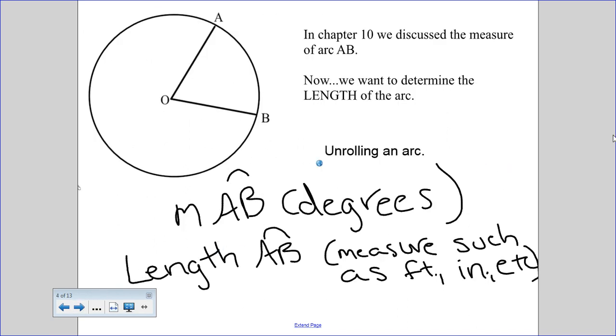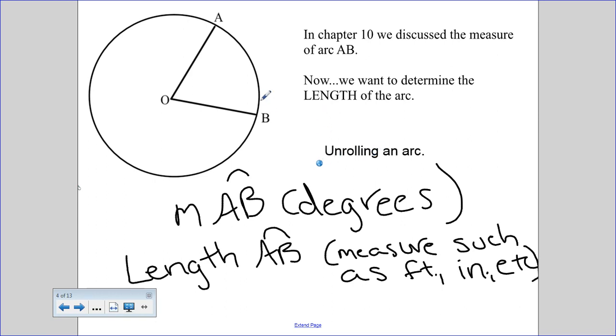All right, so I put the blank notes in Classroom. You can add to these. In Chapter 10, we discussed the measure of the arc AB, and now we want to determine the length. When we say the measure of arc AB, that means it wants it in degrees. Now, if you want the length of AB, it's going to be a measure such as feet, inches, etc. It would be like if we unrolled it. I'll put this post in Classroom again. You'll see that it's actually related.